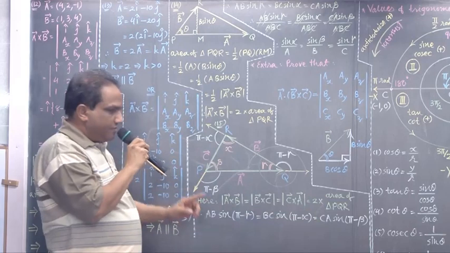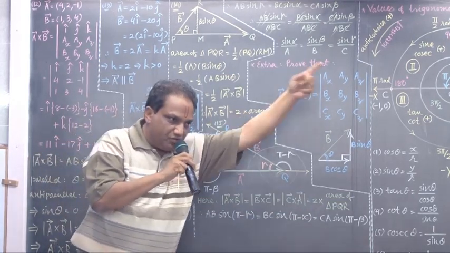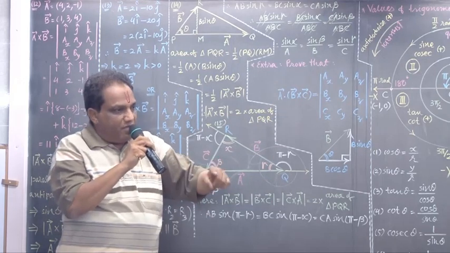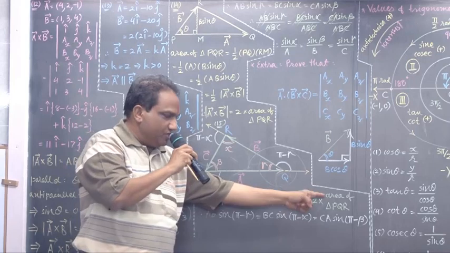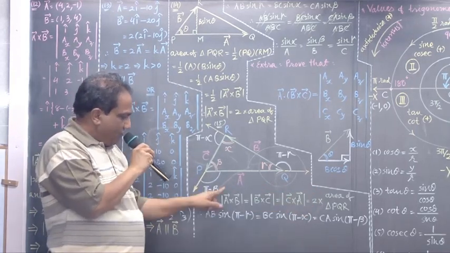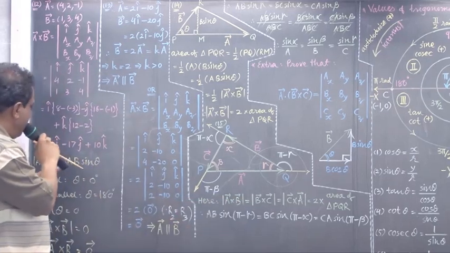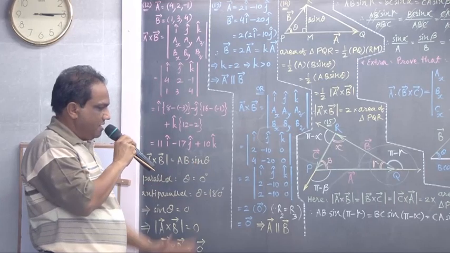Correct? So it is something like A equal to B equal to C equal to D. All these three values are equal to this fourth value. Fine. Now tell me, what is the magnitude of vector A cross vector B? Magnitude of vector A cross vector B? AB.